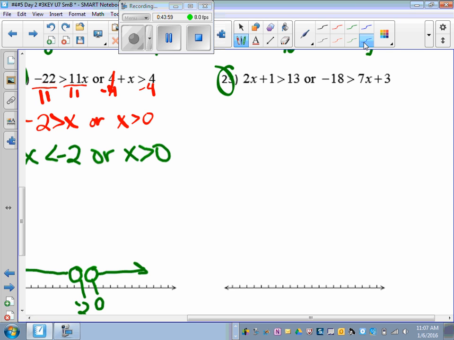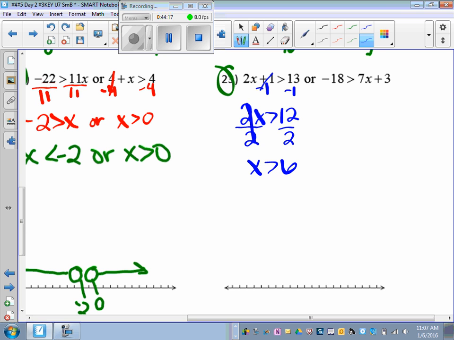It should be pretty straightforward now. We've been solving for so long. We have to get the x by itself, so we get rid of addition and subtraction first. Subtract 1. So we have 2x is greater than 12. Now I can divide by 2. Divide by 2. Get x is greater than 6.